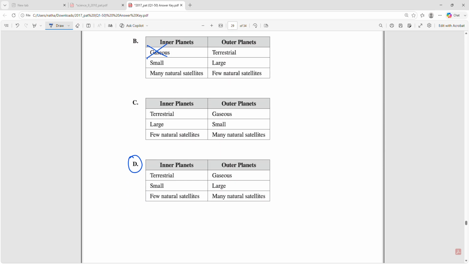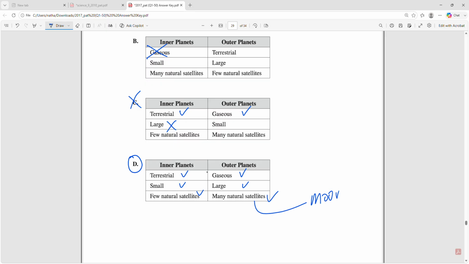Inner planets are terrestrial. Outer planets are gaseous. Yes, inner planets are not large. They're smaller. The outer planets are the large ones. So inner planets are terrestrial and small, and they have few natural satellites. Outer planets are gaseous, large, and have many natural satellites.